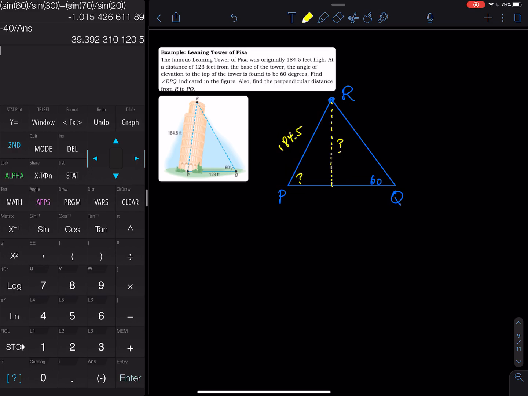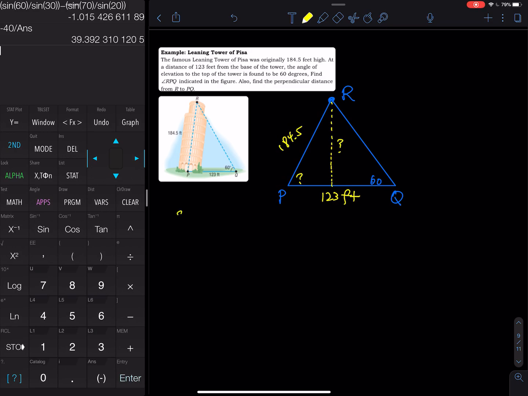All right, so let's find one more thing. This is a 123 feet. One thing that I need to find is I want to find the angle R. Right? So let's find angle R first. So angle R, because after I found angle R, I take 180, subtract angle R, subtract angle Q, then I will get angle P. So let's do the work.